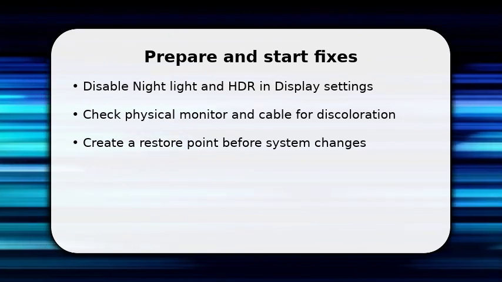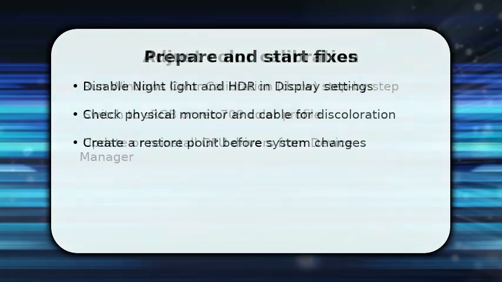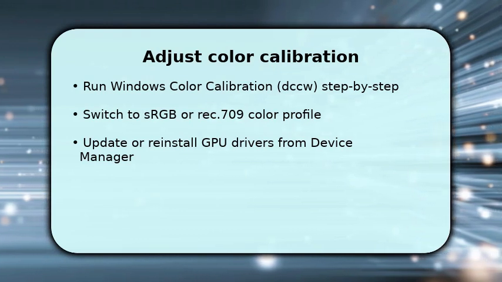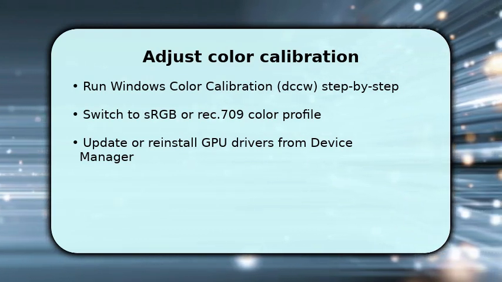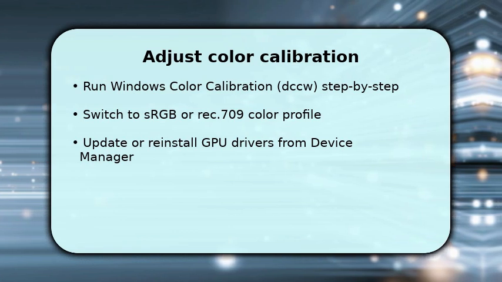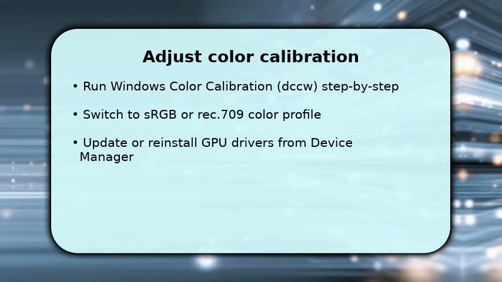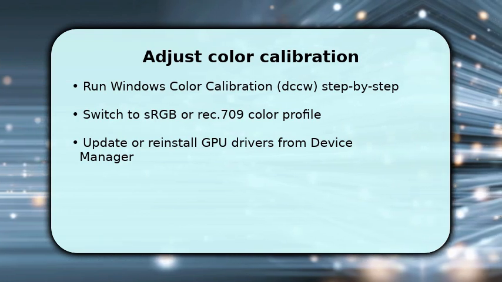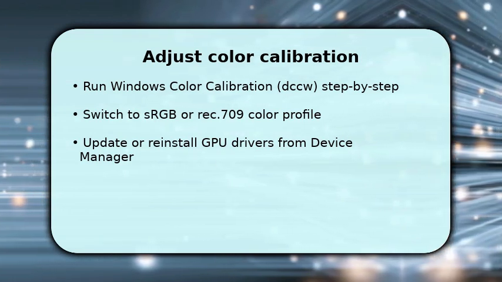Now you'll calibrate so white balance matches expected values. Run Windows color calibration, type DCCW, and follow instructions to set gamma, brightness/contrast, and white point. This corrects software-driven tints. Make sure to select a standard profile like sRGB or Rec. 709 in Color Management, since profiles set how colors are translated.